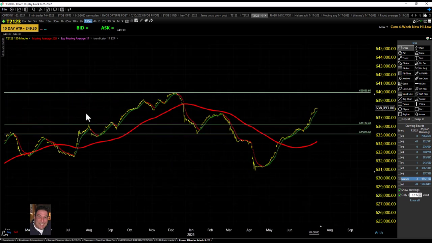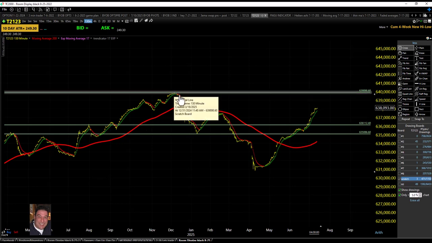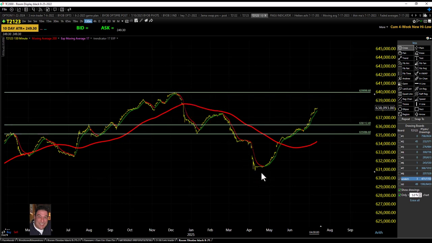Now remember, it was going on here. We had inflation here too. I'm just saying, I still think we put in a higher low, and I still think we're going for a higher high. So that's T2123. We'll see what happens.